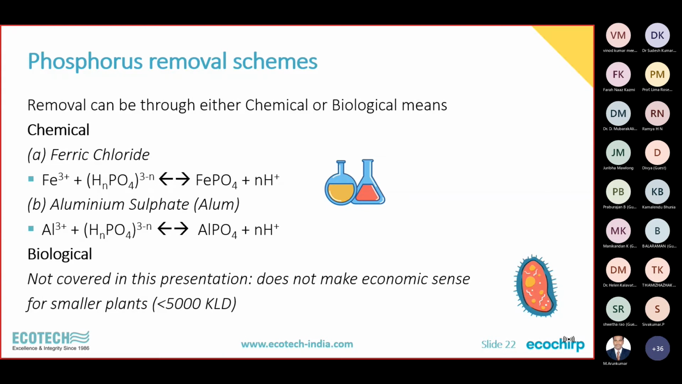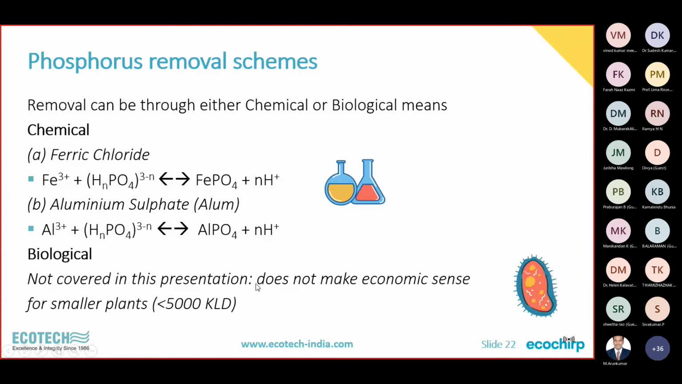coagulants. Ferric chloride with phosphate forms ferric phosphate. It precipitates as the metal phosphate, and therefore that's how you remove the phosphate from the wastewater. Similarly, using aluminum sulfate, aluminum phosphate is the precipitate which comes out of the wastewater. So typically, chemical treatment for phosphorus removal.